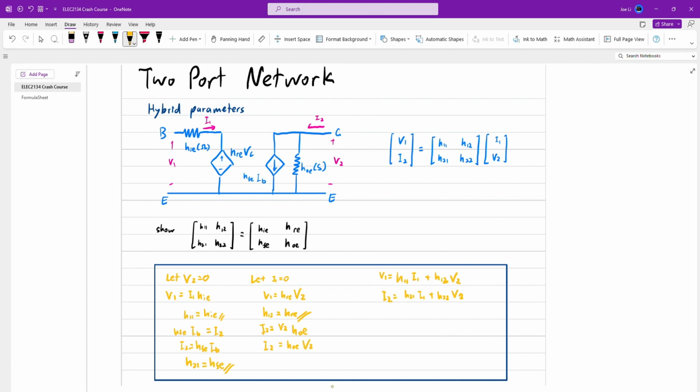Now, yes, so we can end up deducing H21 equals to, sorry, H12. Hopefully this makes sense. Two-port networks.